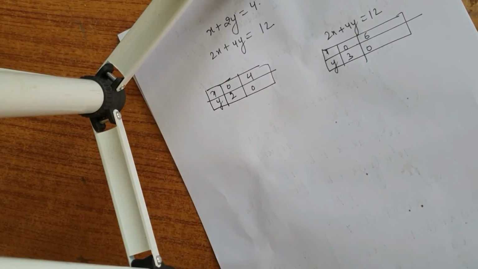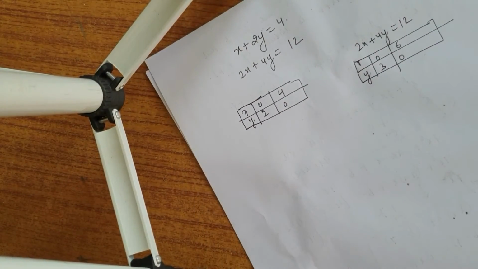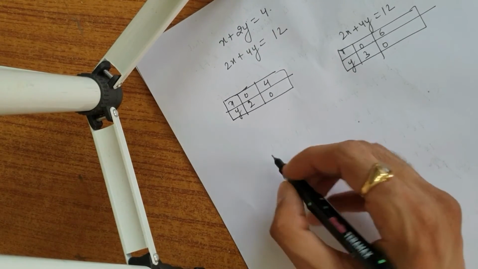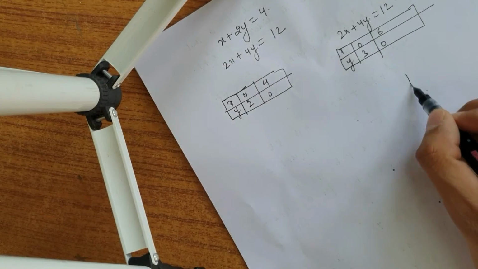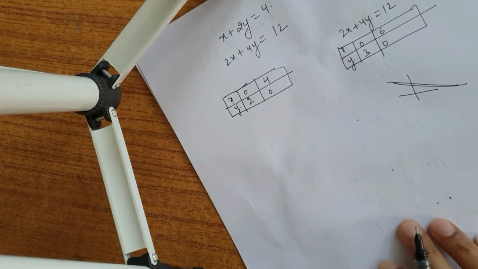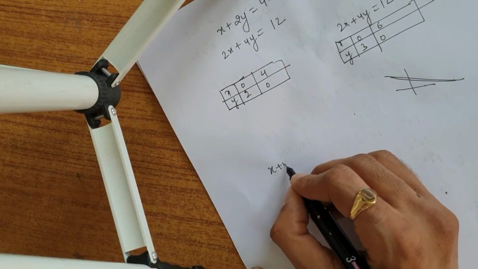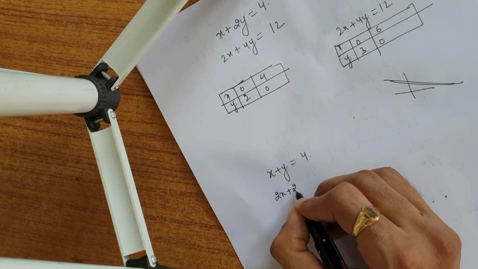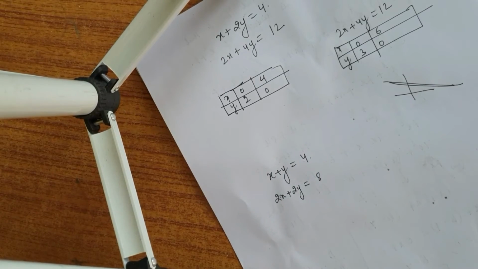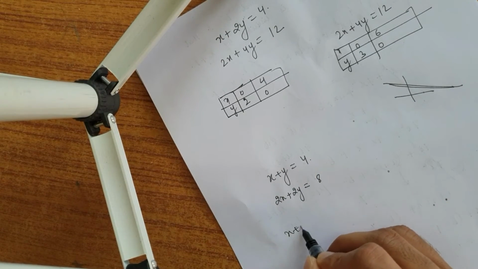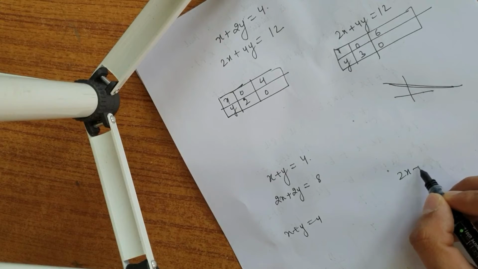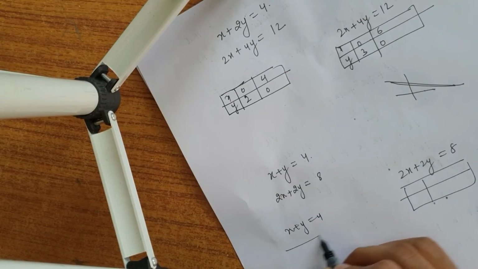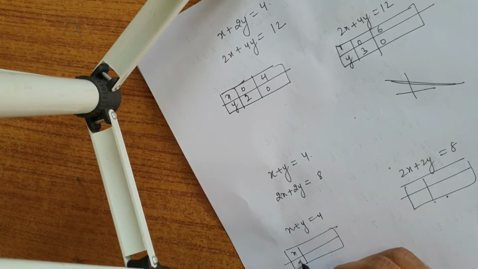Now quickly, let's take an example of infinitely many solutions. Infinitely many solutions means the lines will be coinciding with one another. For example, one of the equations is x plus y equals 4. The next equation we take is 2x plus 2y equals 8. Again, x and y.